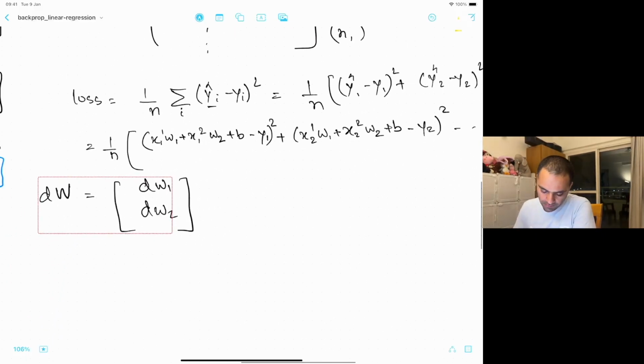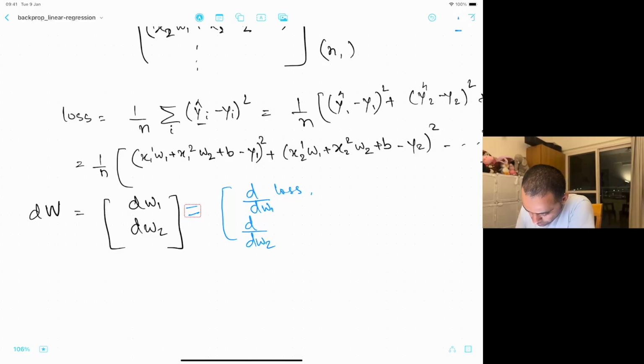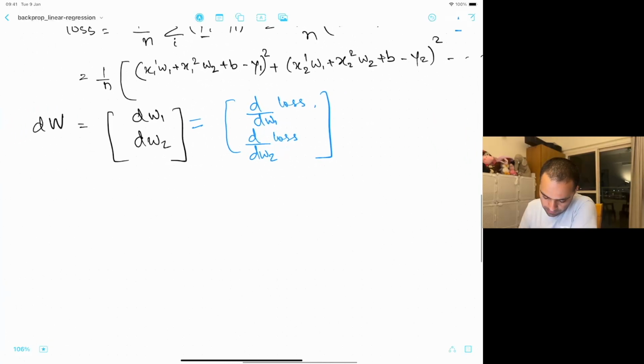So therefore dw will have a vector of the same length as w, dw1 and dw2. Therefore this would be nothing but a vector: d over dw1 of loss and d over dw2 of loss. This would be the vector. Now let's go one by one here.